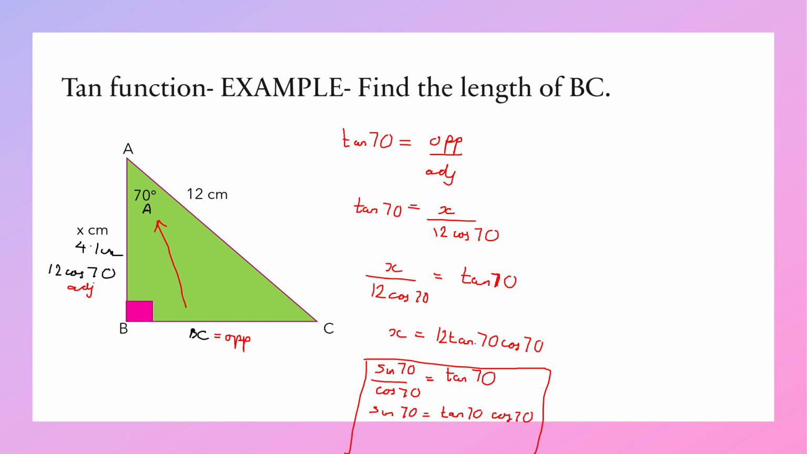How does this apply here? Well, we have tan 70 and cos 70, so I'm going to just highlight them to make it beautiful. So we've got tan 70 and cos 70, and we've got tan 70 and cos 70 here. Right. What's tan 70 cos 70 the same as? Sine 70. So we have x is equal to 12 sine 70. And what's 12 sine 70 the same as? 12 sine 70 is the same as 11.3 centimeters to 1 decimal place.